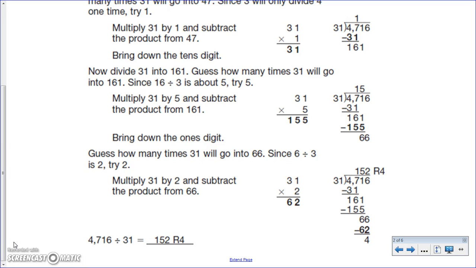So we're going to put a 2 over the 6 in the 4,716. And then we're going to subtract 62 from 66, which gives us 4. And we're going to end up with 152 remainder 4. In this case, we're not going to continue on and make it into a decimal. We're just going to stop with the whole number and the remainder.